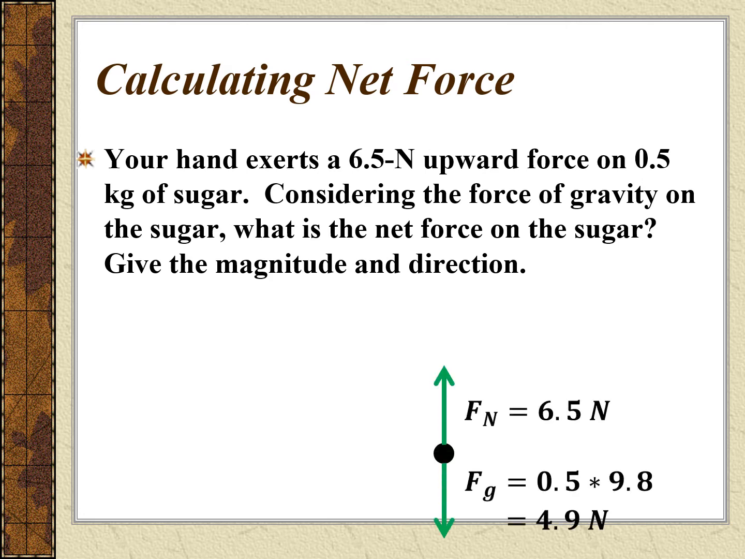So first of all, our free body diagram, we know that there's a normal force upward. That's the 6.5 Newton force that's being applied by your hand. And then the force of gravity downward, which is 0.5 times 9.8, and that gives us 4.9 newtons for our force of gravity. So when you take that 6.5 newtons upward minus the 4.9 newtons downward, you get your net force, which is going to be 1.6 newtons of upward force.